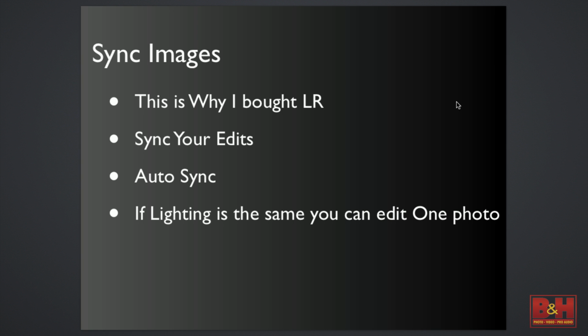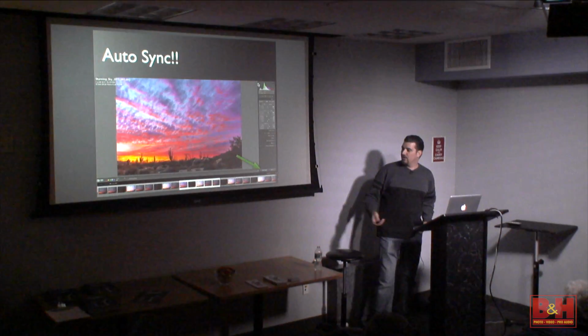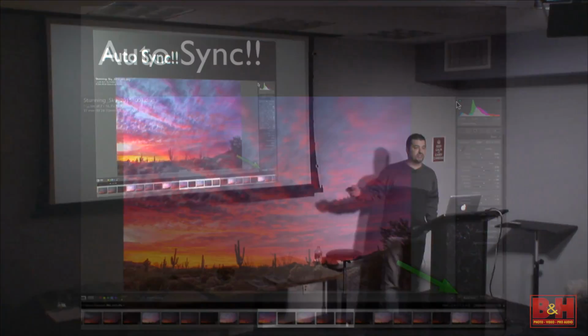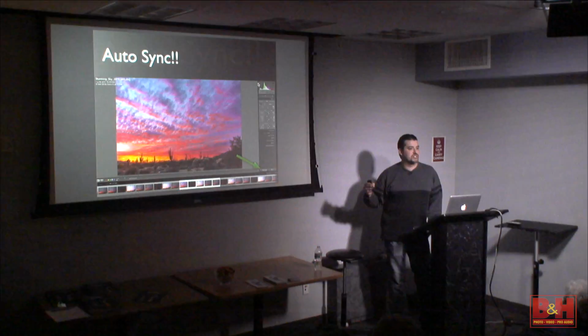So you can sync your edits, and you can also auto-sync your edits so they go live in real time as you're doing them. If the lighting's the same, you can edit one photo. Bring one of these photos up here and do all the edits, and then right down here, it's kind of hard to see, but it says sync. If you click the little light switch on there, you can change it to auto sync, and as you're editing, the other images will all auto-populate instantly.